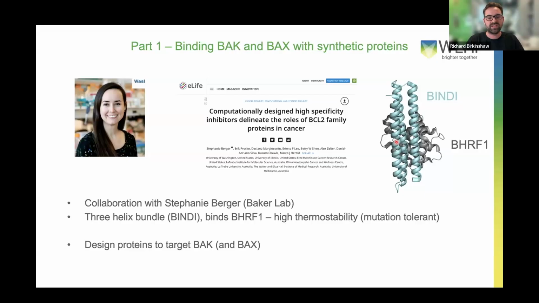So what Stephanie has done is she took a previous protein called Bindi. This is a 3-helix bundle that has been designed to bind to a BCL2-like protein, BHRF1. She chose this protein because it had a high thermostability, and this allows it to be mutation tolerant. And she wanted to adapt this to bind to BAK, also BAX, but I won't talk about that in this story today.